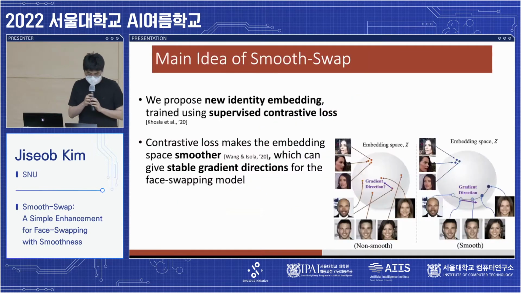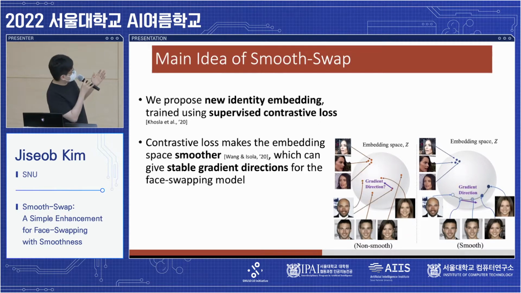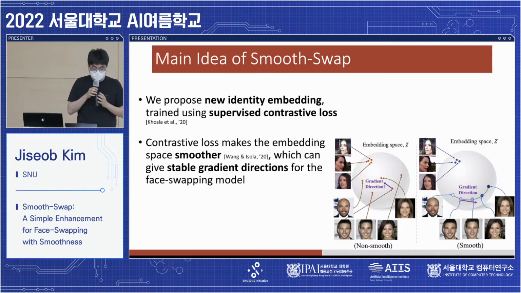So the main idea to achieve this, in my work SmoothSwap, is to propose a new identity embedding, which is trained using supervised contrastive loss. Using contrastive loss makes the embedding space smoother, which can give stable gradient directions for the face swapping model. Because the space becomes smoother, we can get stable gradient directions.